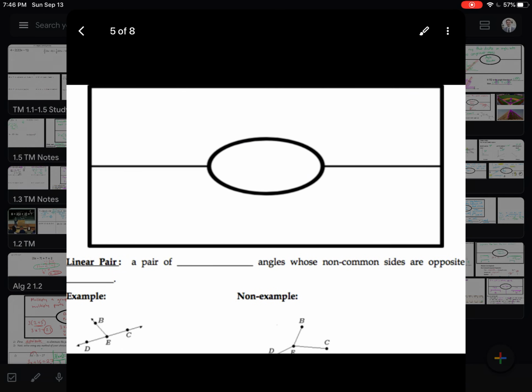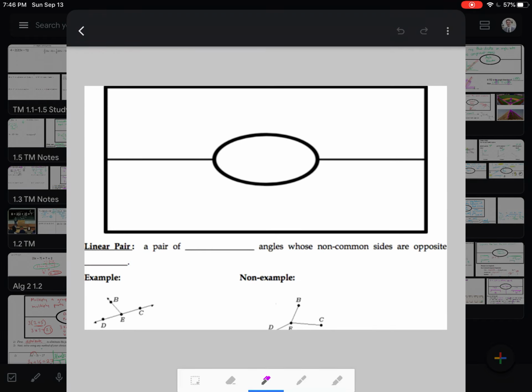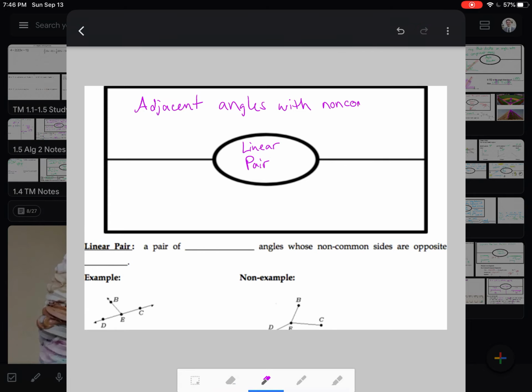All right, next vocab word is linear pair. And we define linear pair as adjacent angles with non-common, so basically the side that they don't share. Again, I can't write today. Sorry about this. So non-common sides that are opposite rays.